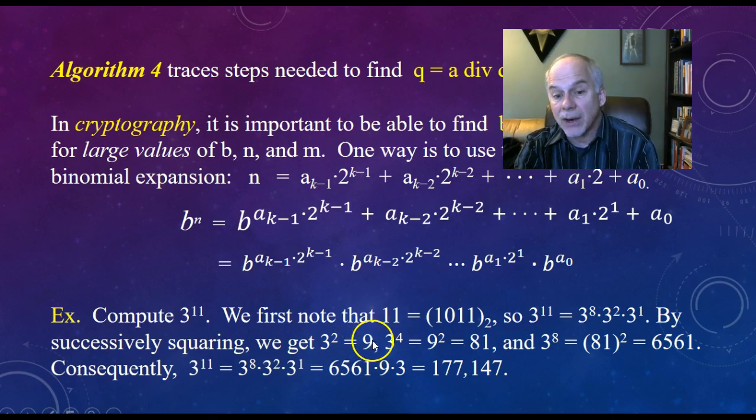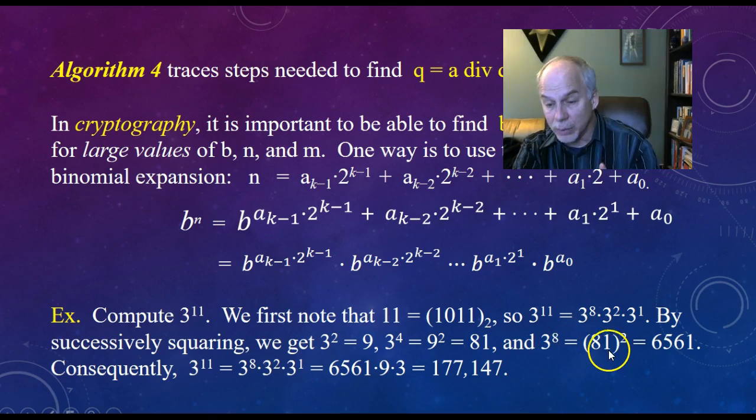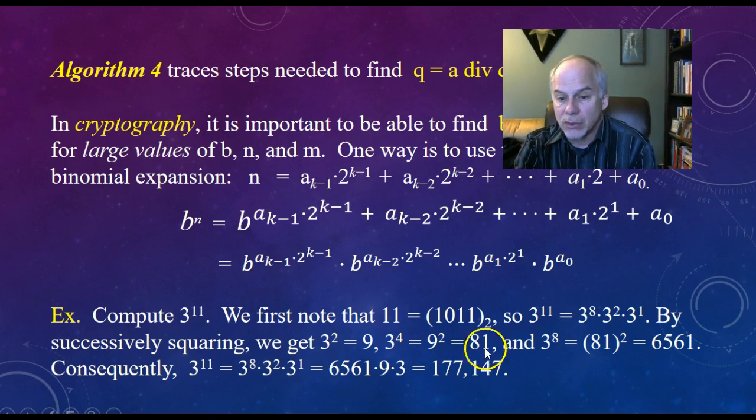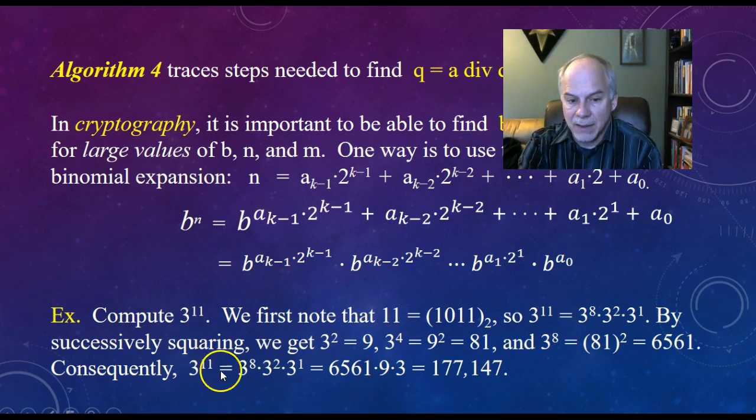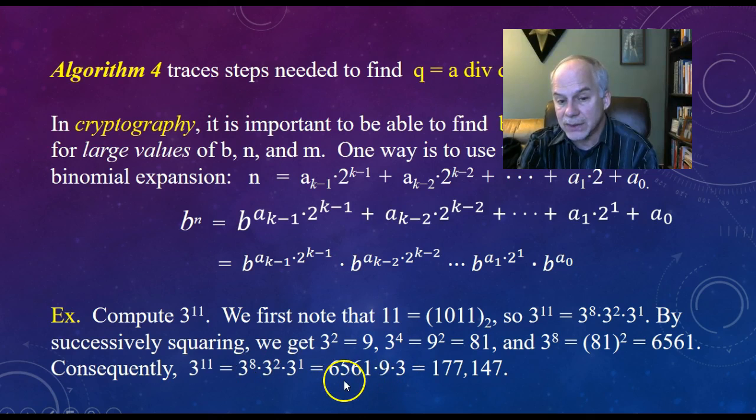Now 3 squared is 9. 3 to the fourth is 9 squared, which is 81. And then 3 to the eighth would be 81 squared, which is 6561. So you just successively square the numbers, and that gets you there faster. So 3 to the eighth power is 6561, as we just talked about. 3 to the second power is 9, and 3 to the first power is 3.